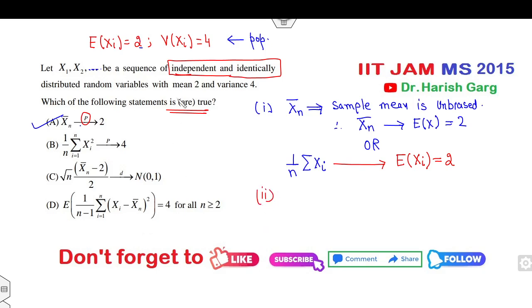Look at the second option. Again, they are IID. They are talking about convergence in probability. So the second part is convergence to the E of xi square. And how can you find the expected value of the square? We can use the concept of variance plus the square of the expected value. So what is the answer of this? Variance is 4, plus 4, which comes to be 8. But this is 4. Second option is cancelled.